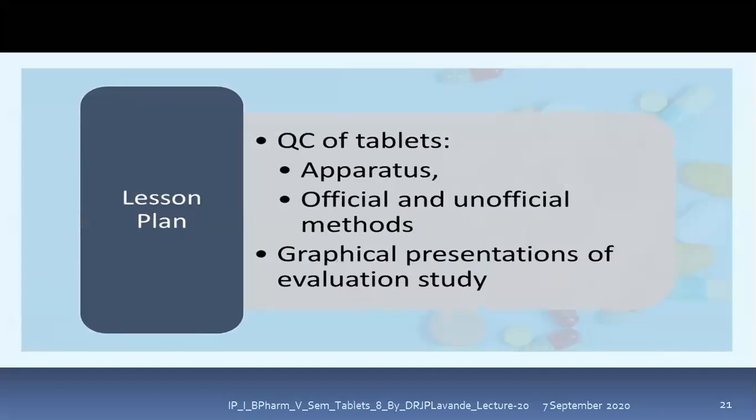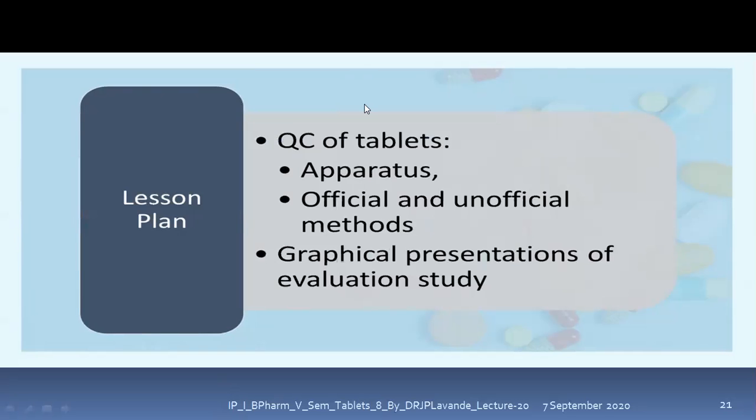We will go through some of the official and some of the unofficial methods. Now, what is official and unofficial? Official is the one which is mentioned in the official pharmacopoeias, like the Indian Pharmacopoeia, British Pharmacopoeia, and the United States Pharmacopoeia, or Martindale or Remington, right? Then we will go through the graphical representation.